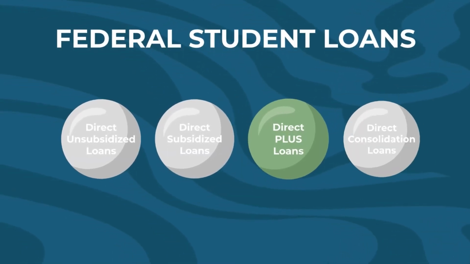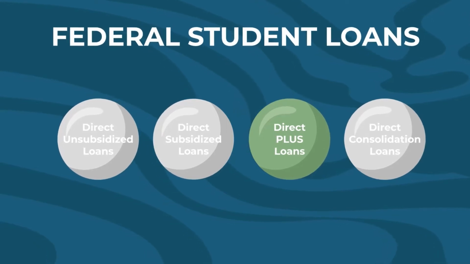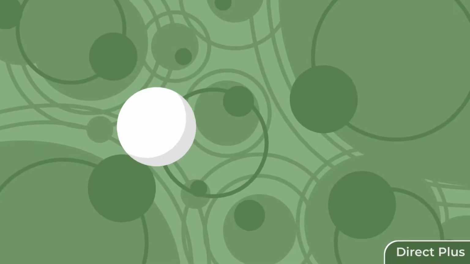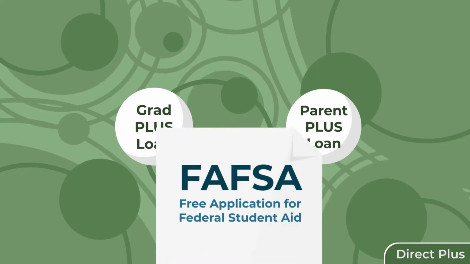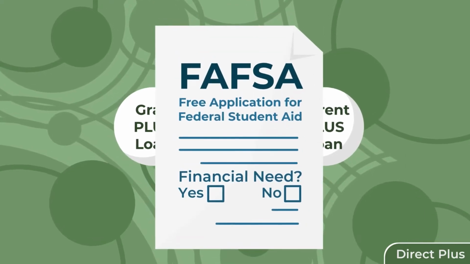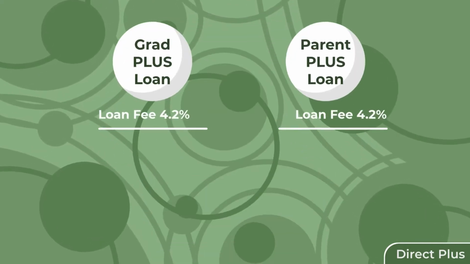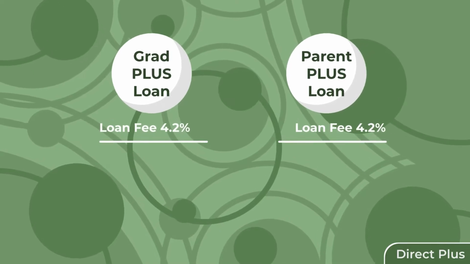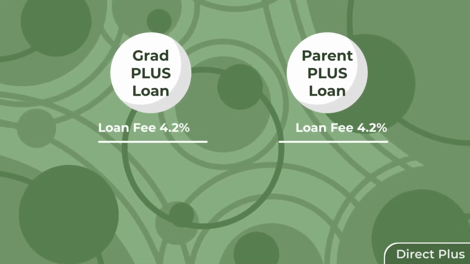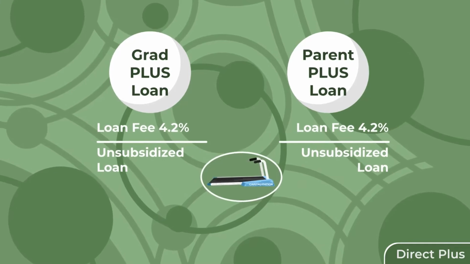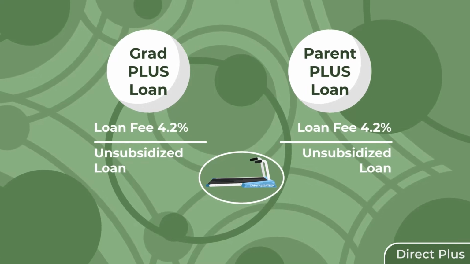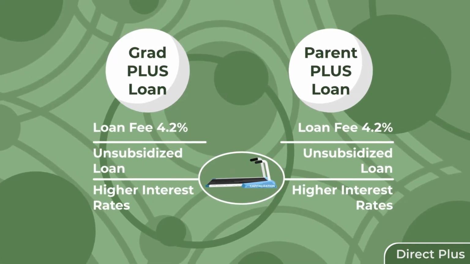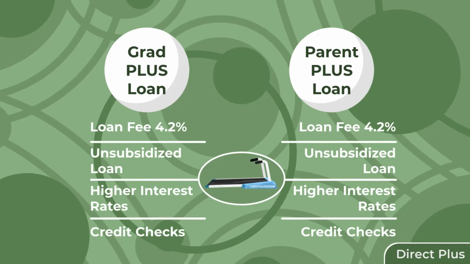The third type of federal student loans are direct plus loans. There are actually two subtypes of direct plus loans that are very slightly different: grad plus loans and parent plus loans. Neither requires you to demonstrate that you have financial need. Both have large loan fees at about 4.2%. Both are unsubsidized loans and therefore will have their interest capitalized if you don't pay it off before the end of the grace period. Both have higher interest rates than the other federal student loan options, and both require credit checks for the borrowers.